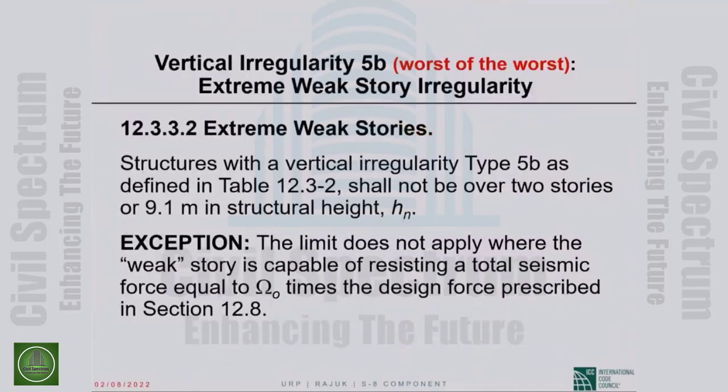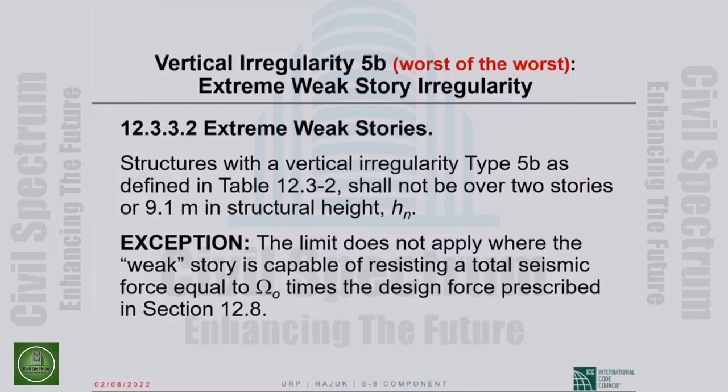There is a bit of an exception. Vertical type B: structures with vertical irregularity type 5B as defined shall not be over 2 stories or 9.1 meters in structural height. Okay, so it is not that you cannot build it taller than 2 stories or 30 feet. But there is an exception to that.